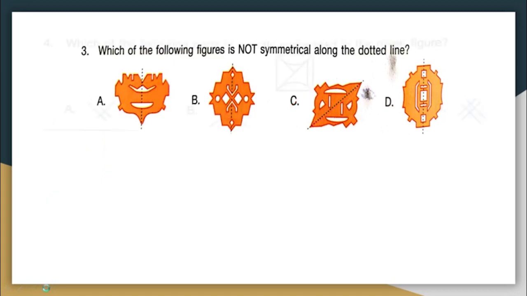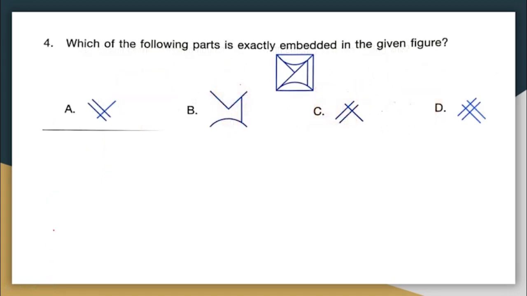Next one. Which of the following parts is exactly embedded in the given figure? Check with the options. Are there two parallel lines like this followed by a line like this in the given figure? No, I am not able to find it. I don't think that's there. Then let us look at this option again. Again, two parallel lines which is crossed by another line. Is it there? No, we are not able to find that out as well.